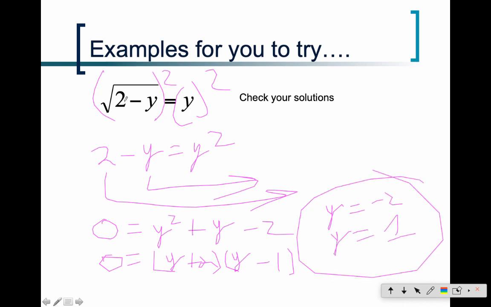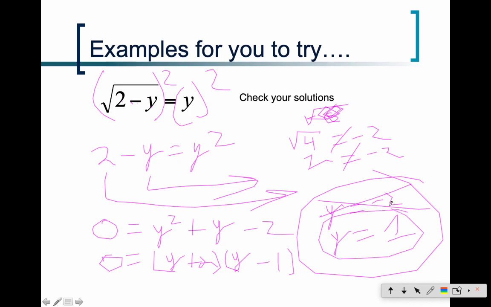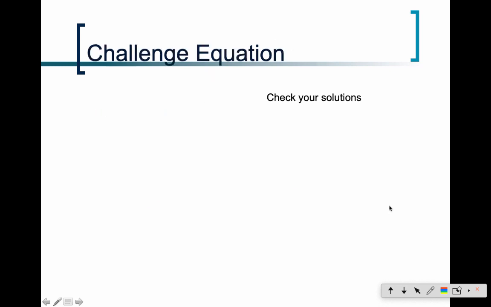Because if I go up here and say 2 minus negative 2, that's 0. Is the square root of 0? Oh, wait. That's 2 minus negative 2, that's 4. That's the square root of 4. Is that equal to negative 2? Well, it's not. Those don't work. Negative 2 doesn't work because I get a positive equal to a negative. 2 minus 1 is 1. Square root of 1 is 1, which is equal to 1. So the answer is y equals 1. Please watch out for extraneous solutions.